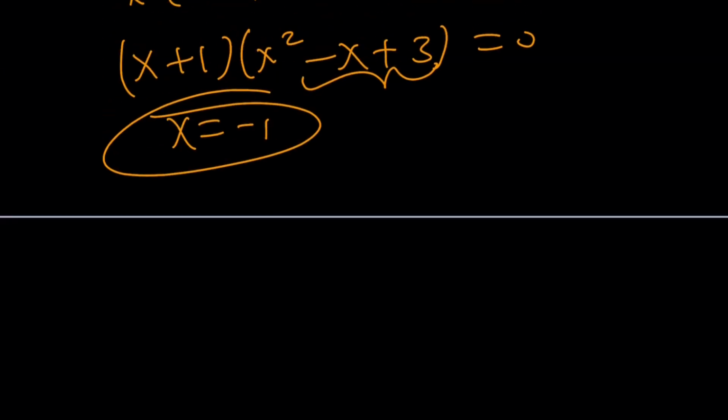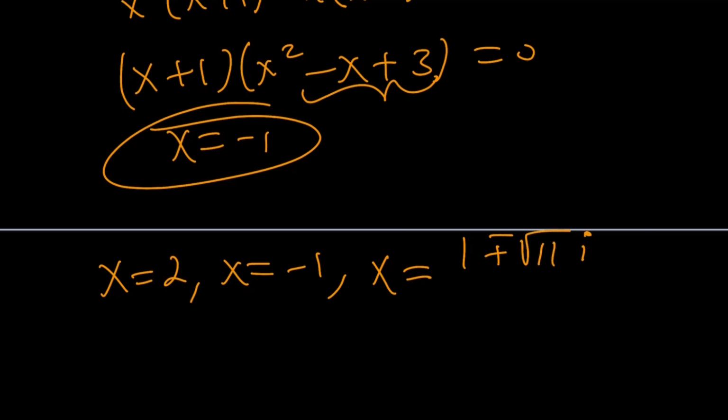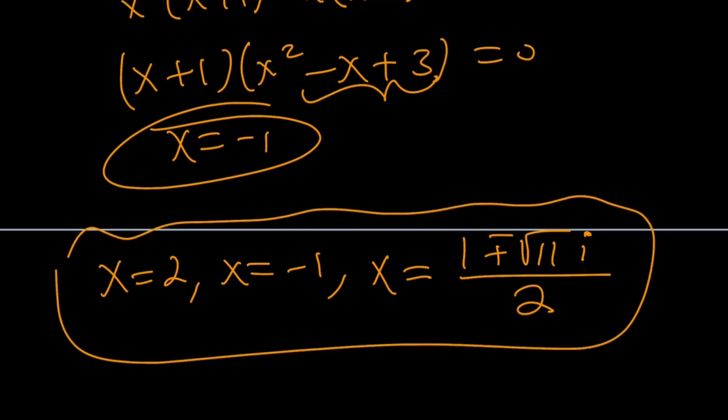If you use the quadratic formula, you're going to get, along with x equals 2 and x equals -1, x equals -b, which is 1, plus minus the square root of b squared minus 4ac, which is 1 minus 12. That's a -11. Square root of that is going to be square root of 11i, which is complex or imaginary, divided by 2. So we have 4 solutions to our quartic. Remember, it's not quintic, it's quartic.